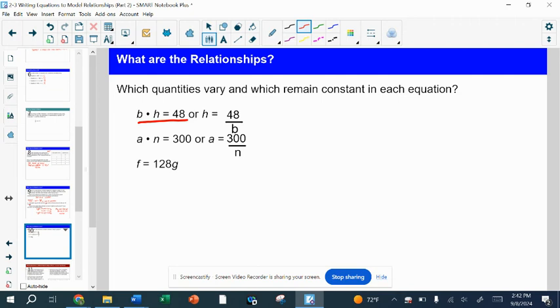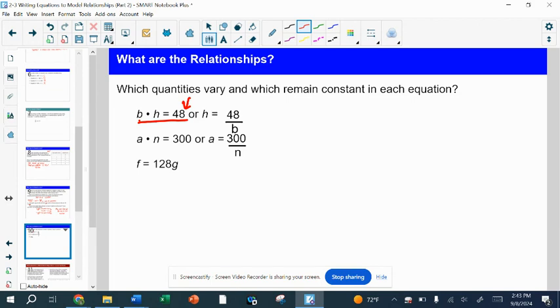In this first one, the thing that remained constant was the 48. Every single time we had the same area. That stayed constant. Numbers are constants. We even call them that. The things that varied in that first one were the base and the height. That changed every single time. We had different options there.